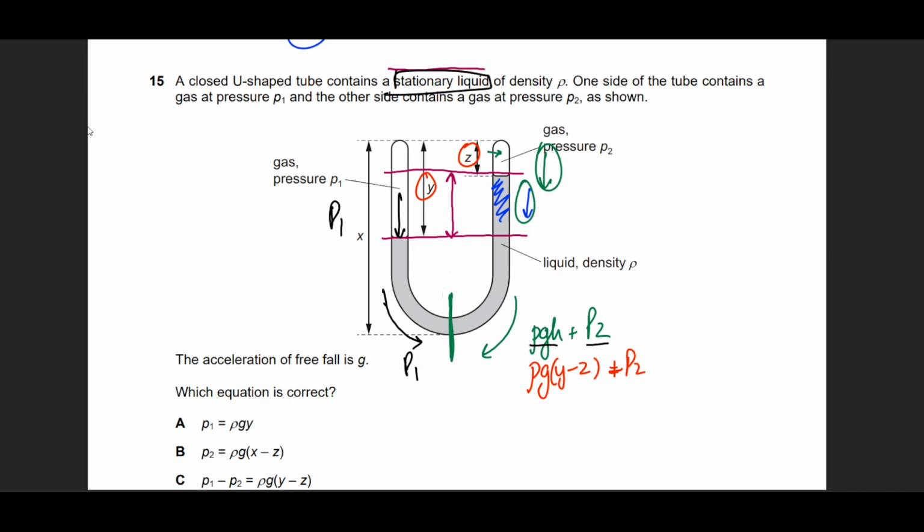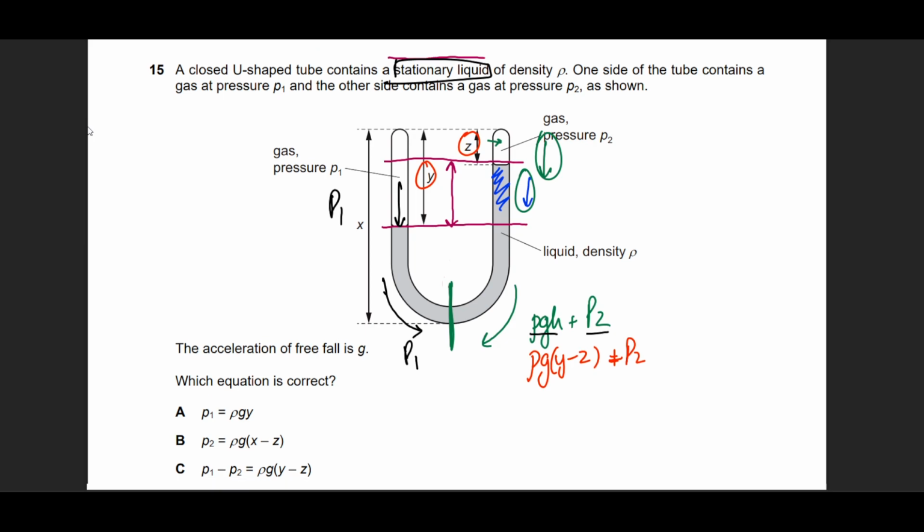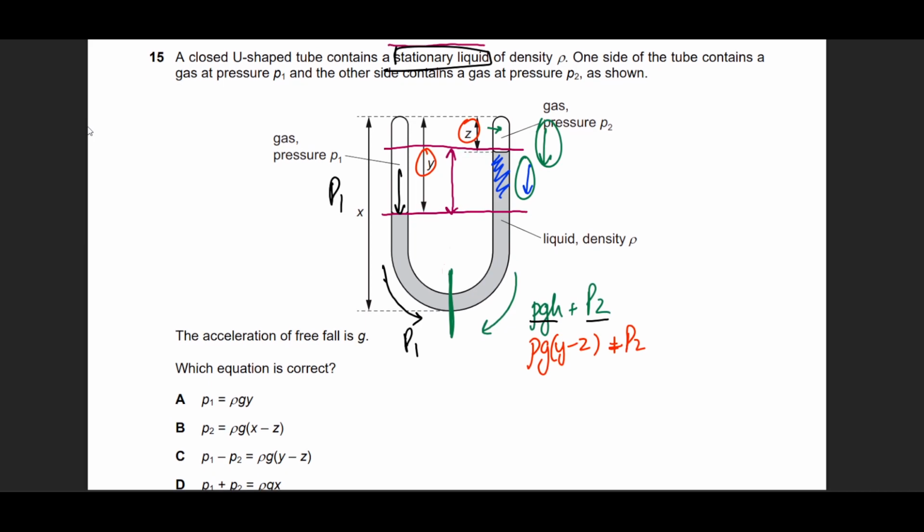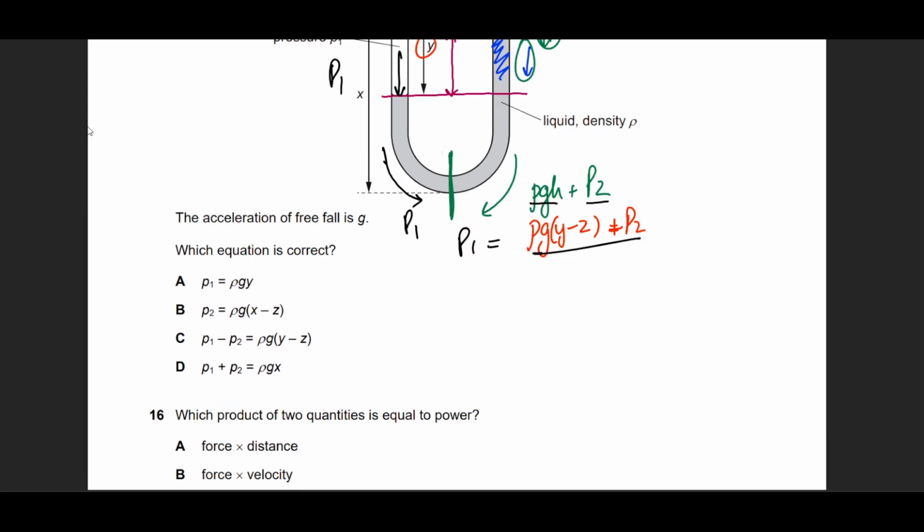It means left hand side is equal to right hand side. So it is holding back both of them. So P1 should be equal to both of them. Okay, fine. If I rearrange the equation, I can see that P1 minus P2, by bringing it over there, is going to be rho G into Y minus Z. So the most likely option that actually matches this description is C.